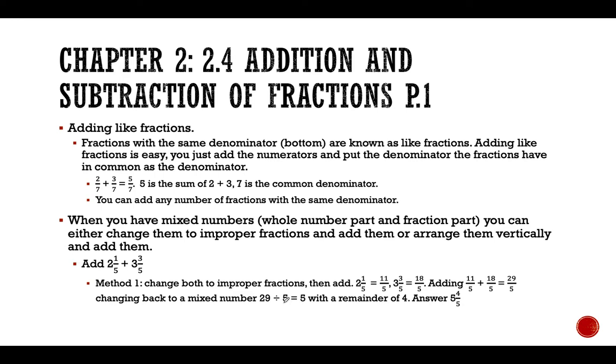Now we have to change it back to a mixed number. 29 divided by 5 equals 5 with a remainder of 4. So the answer is 5 4/5.